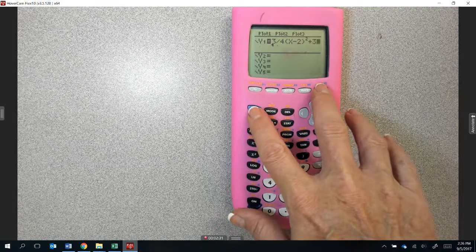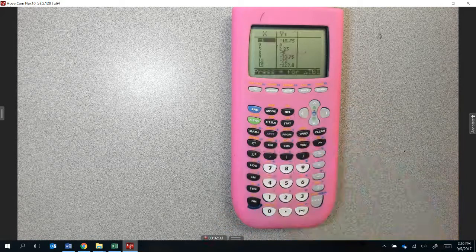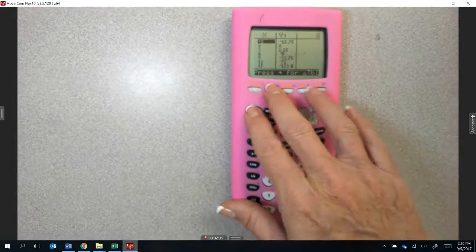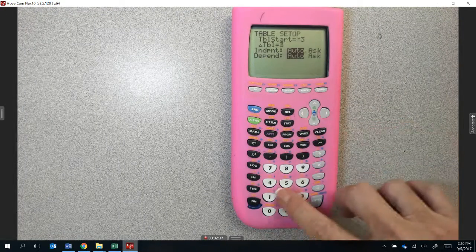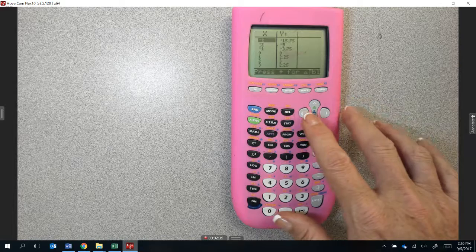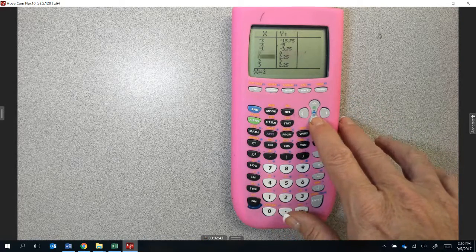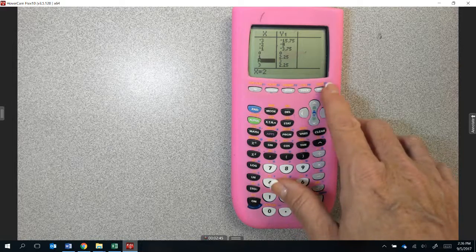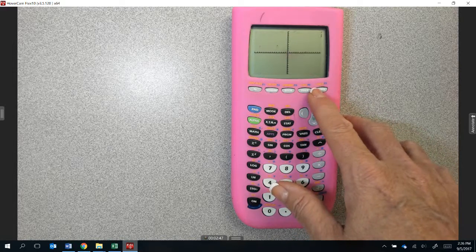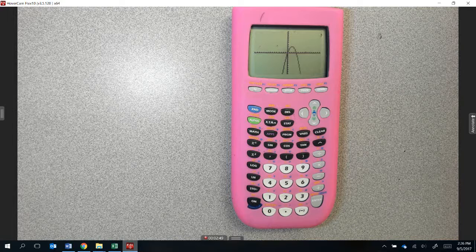So now I'm going to look at my table. If we've done this correctly, I've got to set up my table. I just want it to go by ones. If we did this correctly, we should see those points. (0, 0), yep, we see it. And (2, 3), we see it. And now we can even look at the graph and make sure it's a parabola. That would be a parabola going through the point (2, 3) and also the point (0, 0). I can see that the vertex is at (2, 3).